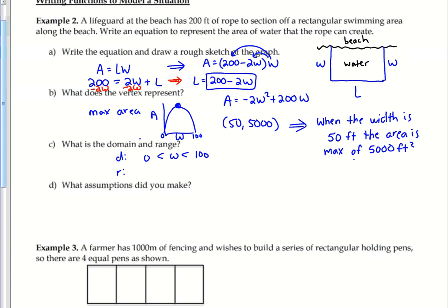The range is our area, and our area goes between 0 and, what's the maximum? It can actually equal the maximum. What's the maximum area? 5,000. Okay.